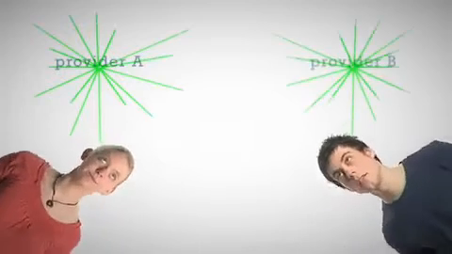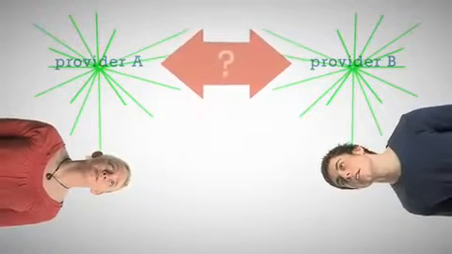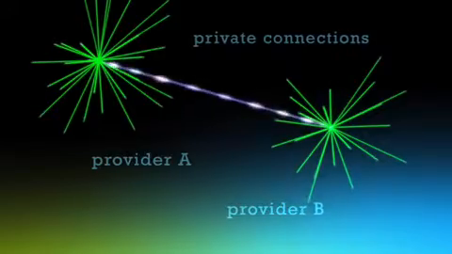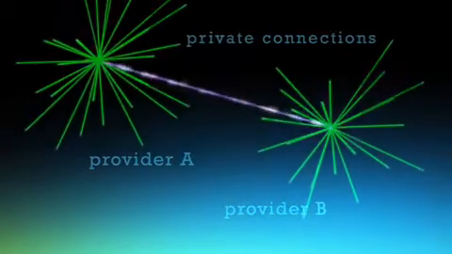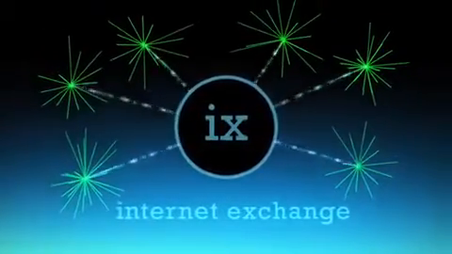But let's say you use one Internet provider and your friend is on a different one. How does your data really get from one network to the other? Some companies make private connections with each other to exchange traffic. But more and more traffic is flowing through shared service platforms we call Internet exchange points.